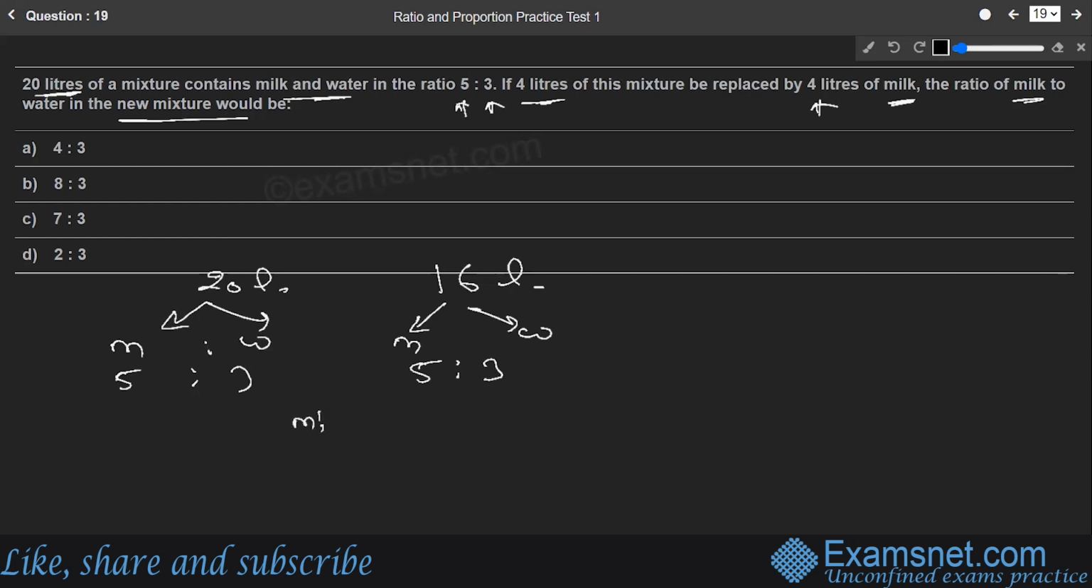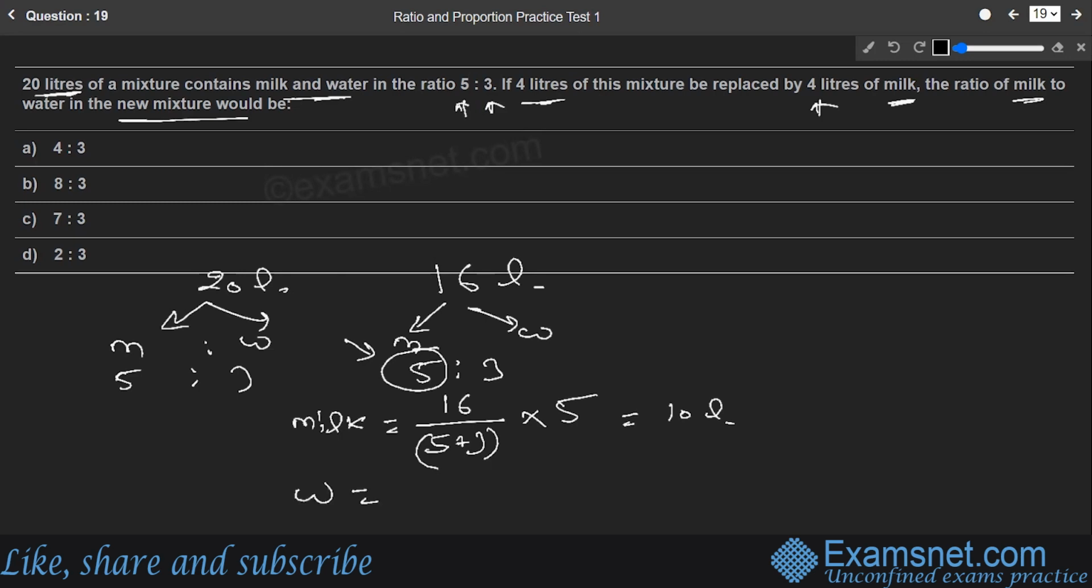The milk part can be found out by distributing 16 between 5 plus 3, that is the sum of ratio terms, into the corresponding milk part, which is 5. So 16 by 8 into 5, that is nothing but 10 liters. So the milk part in the reduced mixture is 10 liters. What about the water part?